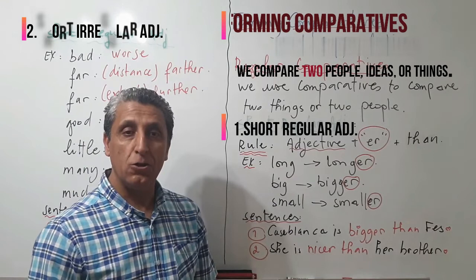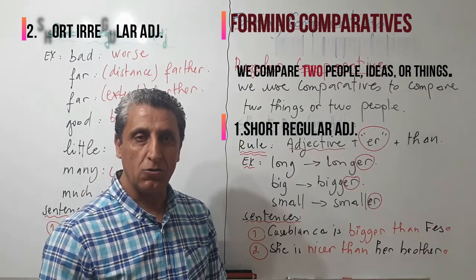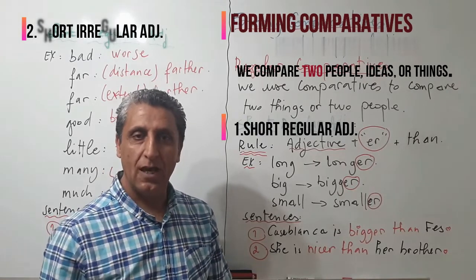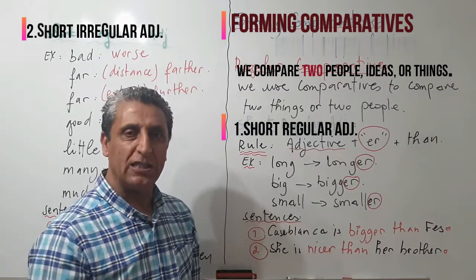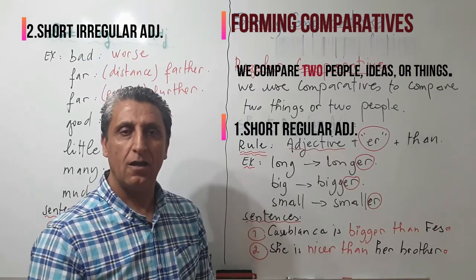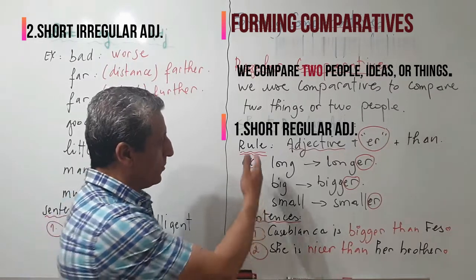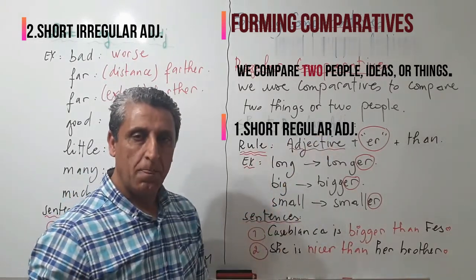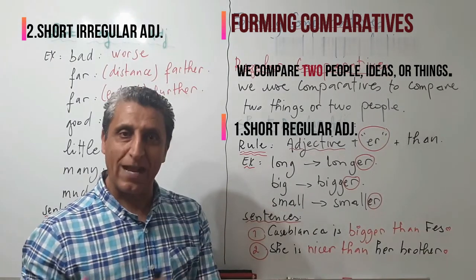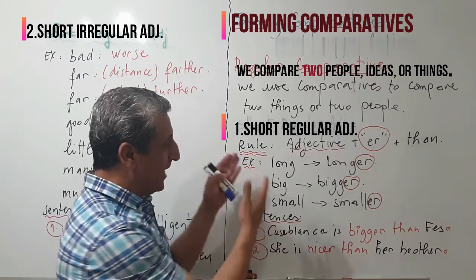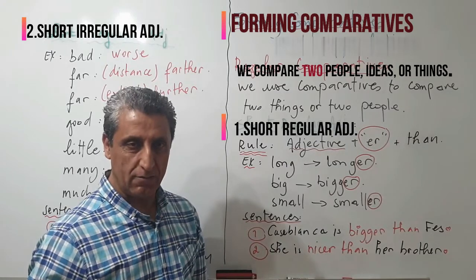When we compare, we use adjectives, okay? We use short adjectives and we use long adjectives. Now I explain how we can use the short adjectives in the comparative form. So, short adjectives. Of course, there are regular short adjectives and irregular short adjectives. Here, I'm going to talk about regular short adjectives.